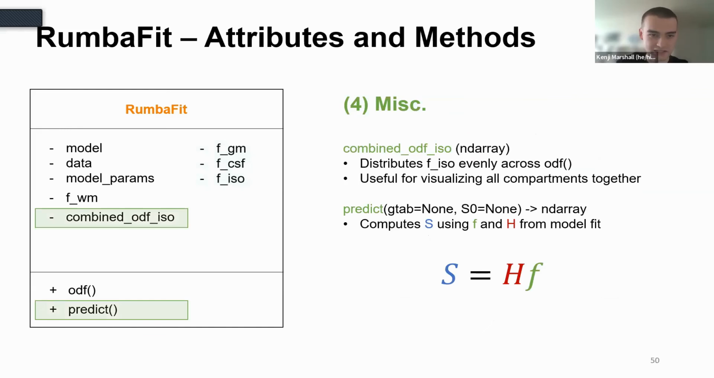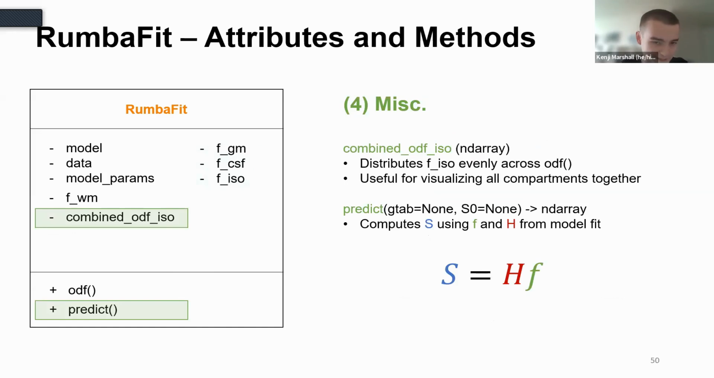Lastly, there's some miscellaneous attributes and methods. So we have this combined ODF iso attribute. It essentially distributes the isotropic volume fraction evenly across the entire ODF. And this is just useful if you want to visualize all of your compartments together, and I'll show what that looks like on the next slide.